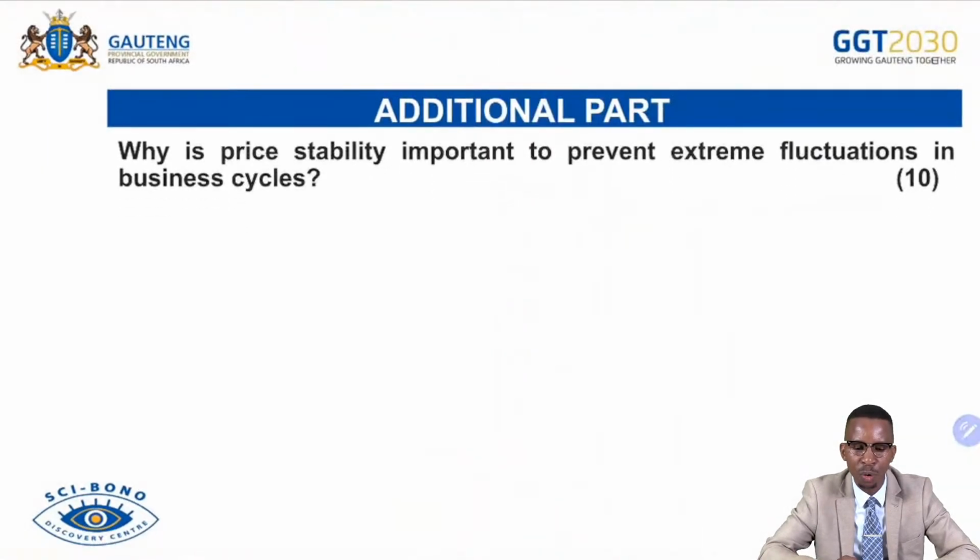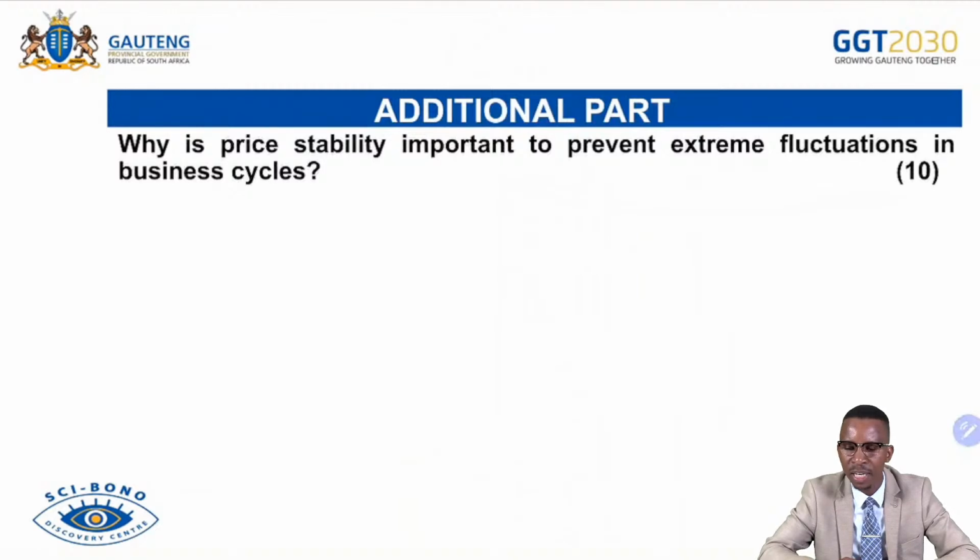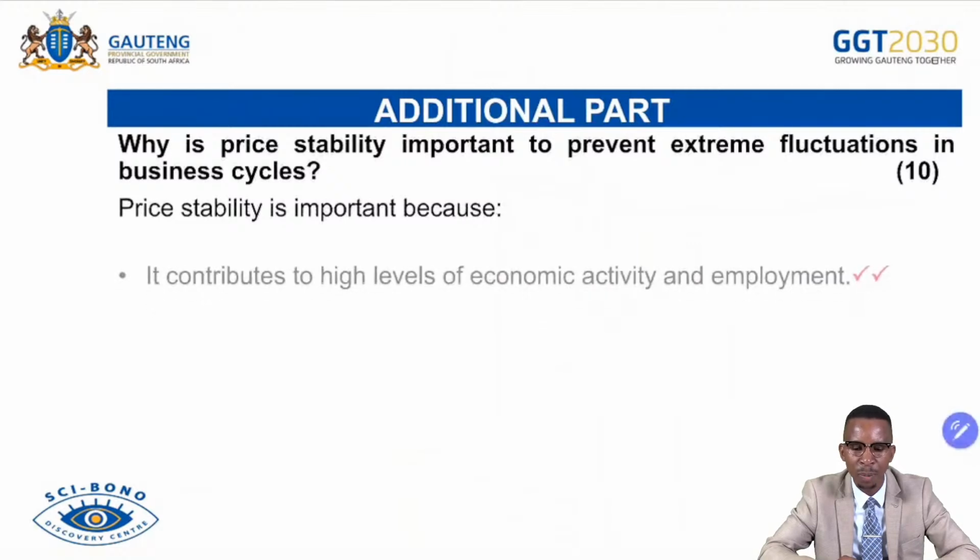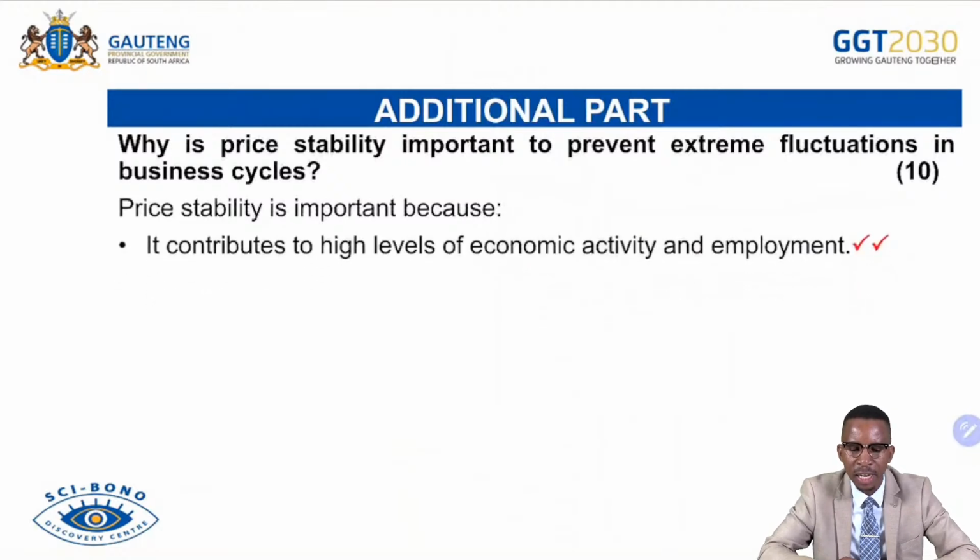Then the additional part: why is price stability important to prevent extreme fluctuations in the business cycle? Let's see, price stability is important because of the following. It contributes to high levels of economic activity and employment. If there is price stability, meaning prices do not increase and decrease over time, that will result in more employment opportunities and more economic growth. It will be attracting more investors because there will be more certainty about the economy of the country.